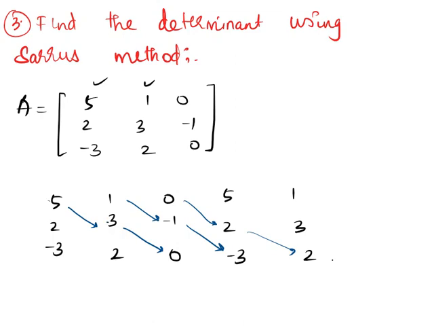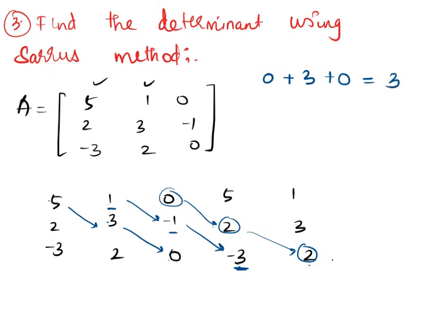So 5, 3 into 0, 0 plus 1 into minus 1 into minus 3. What is the answer here? 1 into minus 1 into minus 3. So 1 into minus 1 is minus 1, minus 1 into minus 3, that will be equal to 3. Okay. 0 into 2 into 2. So already we have 0 here. So 0 with any number if you multiply, you will again get 0. So just add it together, you will get 3.